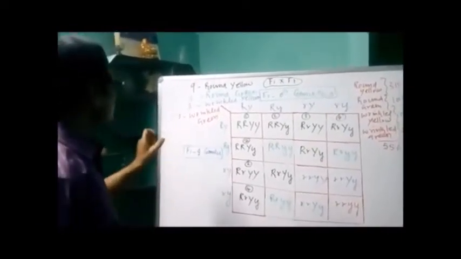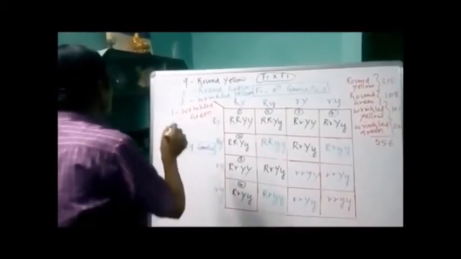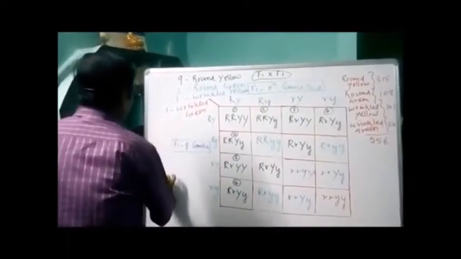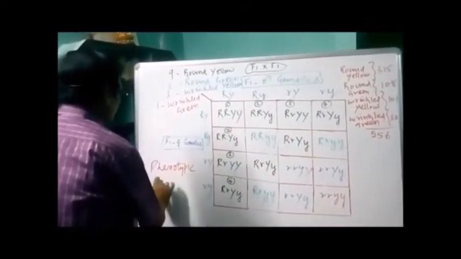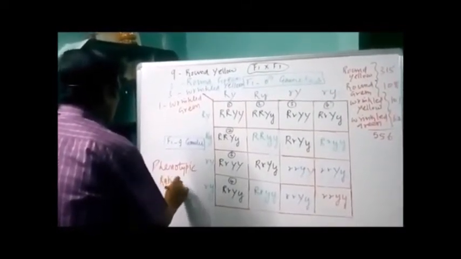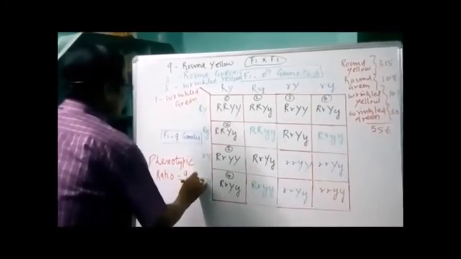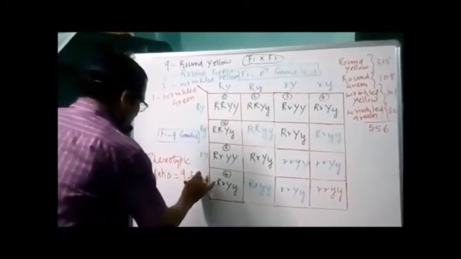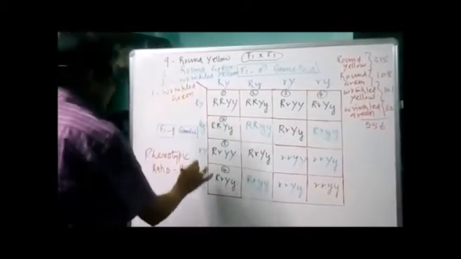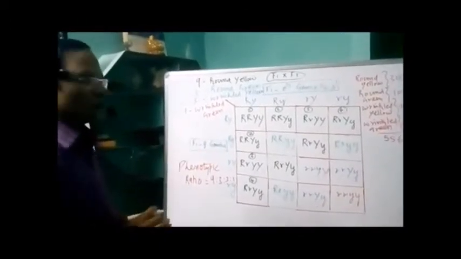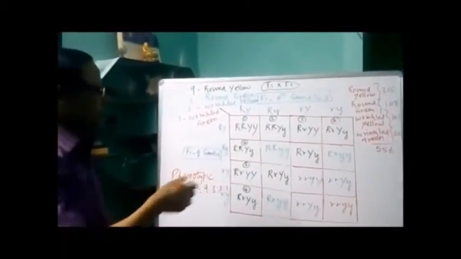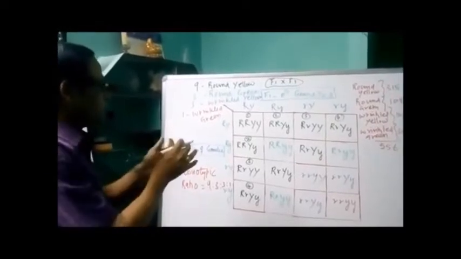That ratio obtained in the F2 generation is called the phenotypic ratio, the phenotypic ratio of 9 round yellow, 3 round green, 3 wrinkled yellow and 1 wrinkled green. This is called the phenotypic ratio. In the book there is a stick figure, I will follow that later, on how to find the answer for this.